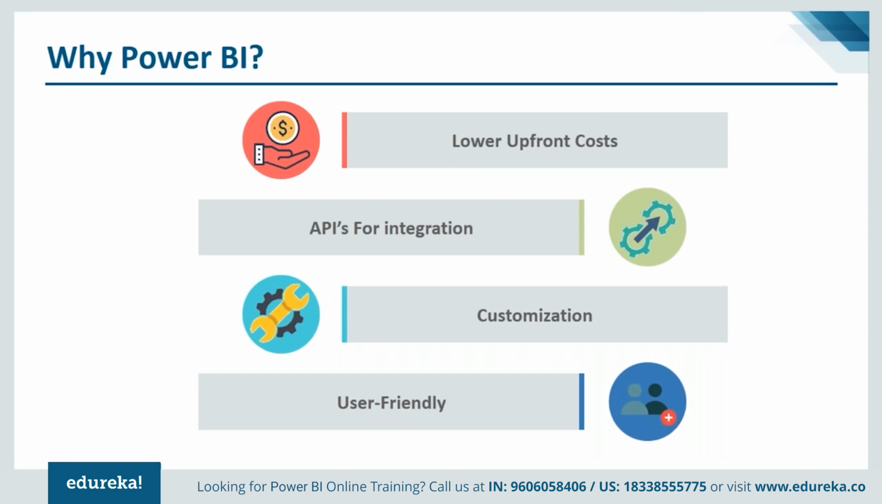Now, these are the other features. Power BI is very affordable when you talk about upfront costs. It is almost 10 times more affordable than the other tools in the market, which is a great margin. Tools which cost you around $1,000, Power BI lets you do almost everything that those tools let you do at somewhere around $100. And that is a huge margin when you talk about cost optimization.